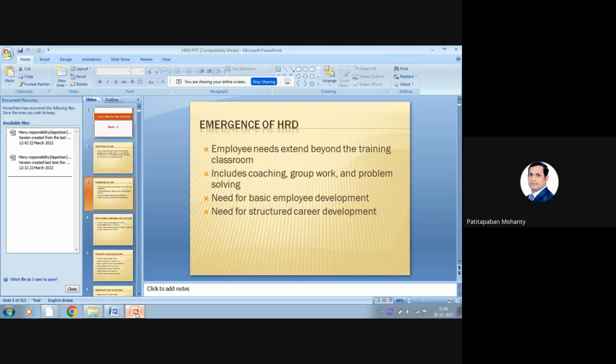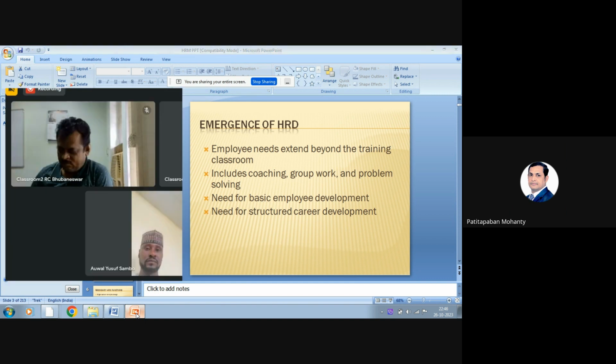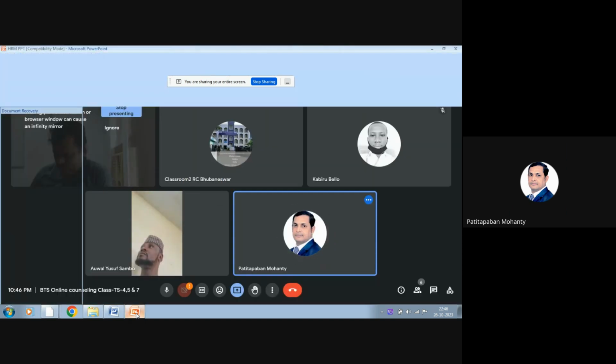The Indira Gandhi National Open University has given me the TS-7, that is your human resource planning for the hospitality and tourism department or hospitality and tourism division. So I will start from this human resource planning.